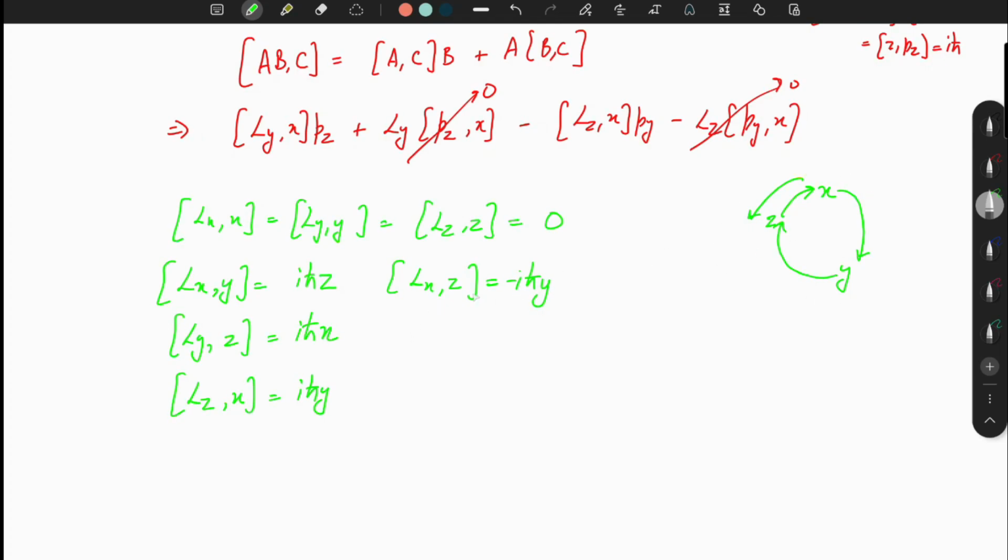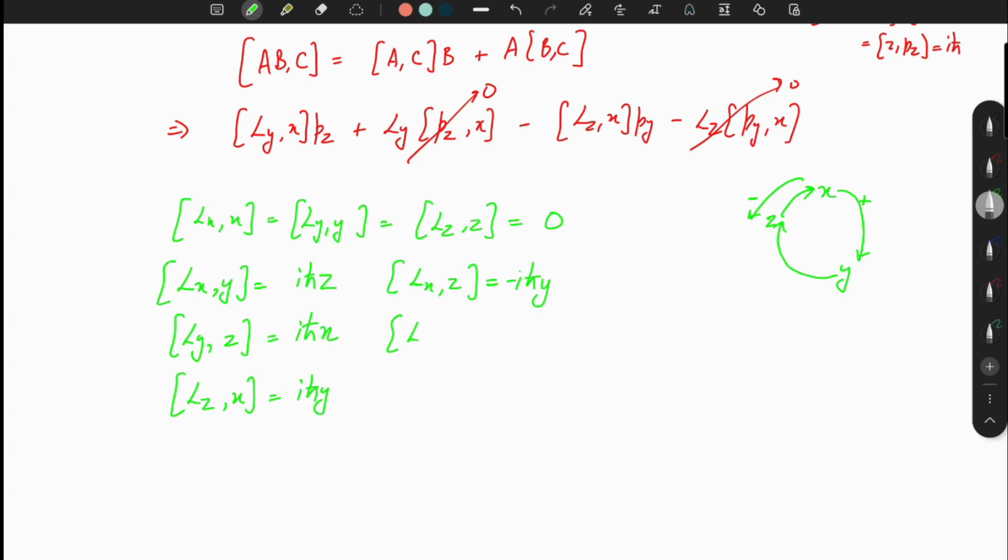This is how I have learned it. You can learn it in another way, but this is the easiest way to learn this. If it is in the cyclic order, then it will always be positive. The positive sign will come on the right hand side, and if it is in the opposite order, then a negative sign will appear on the right hand side.